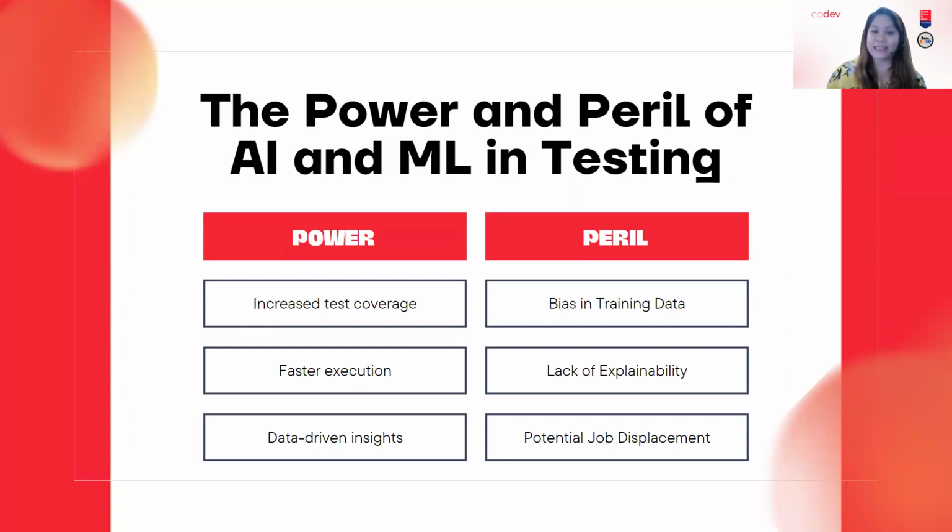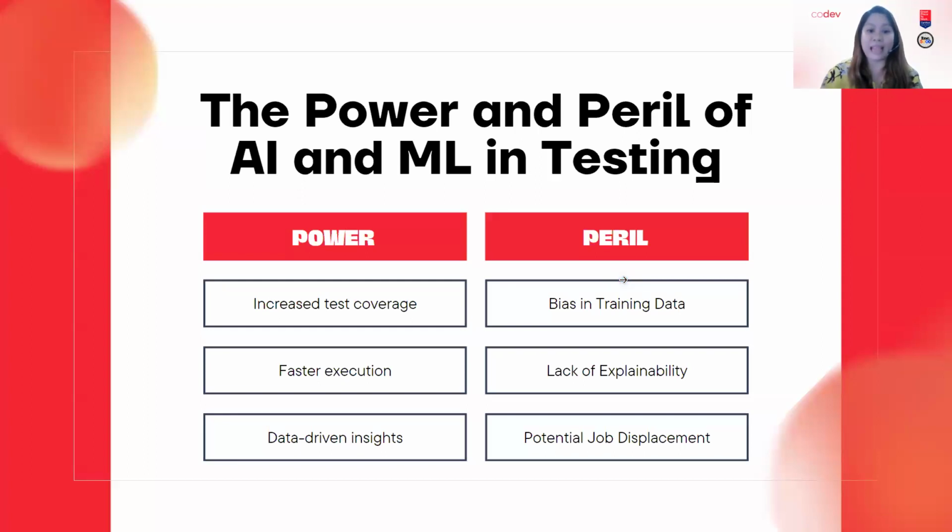Another one is data-driven insights. Machine learning algorithms can analyze large amounts of test data. They can identify patterns and potential issues that might escape human testers. But of course, alongside the power that AI and machine learning are giving us, there is also significant peril. One of them would be bias in training data.